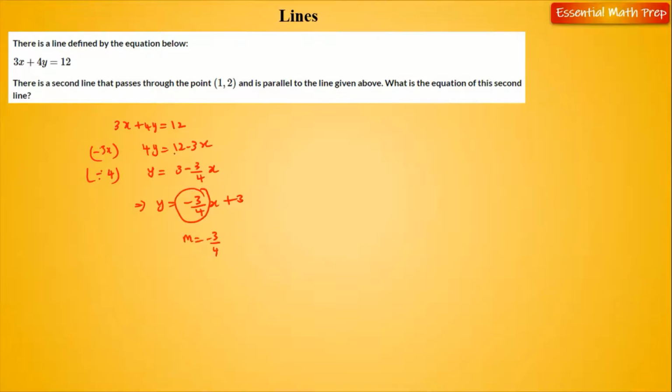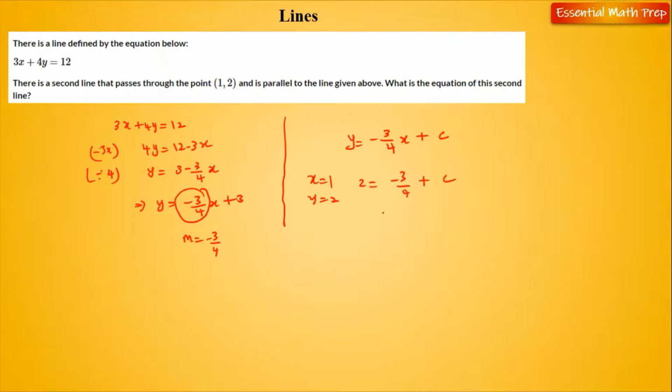-3/4. Why? Because the 2 lines are parallel. That means they have identical slope. So we now know our new equation is y equals -3/4 x plus c. Now to determine the intercept, we have to substitute the value through which the line is passing through. So we know x equals 1, y equals 2. That means 2 equals -3/4 plus c.